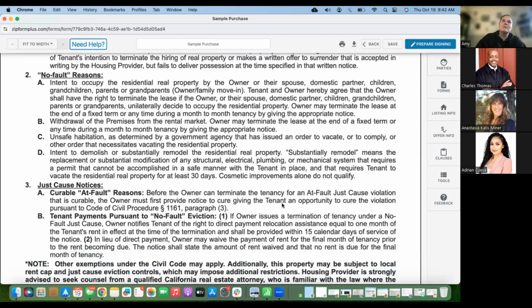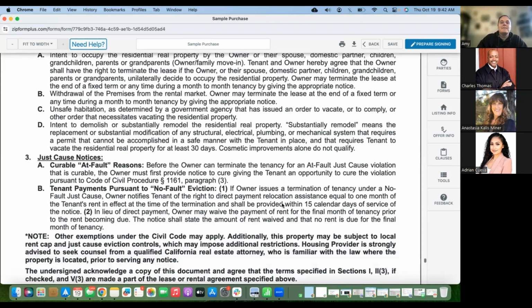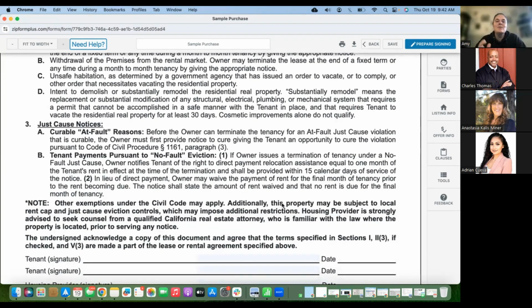Ooh, so much information. Do we have any questions so far? It's making sense to everybody? Okay, moving on to section 3, just cause notices, curable at-fault reasons.